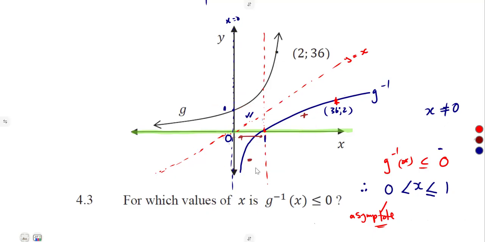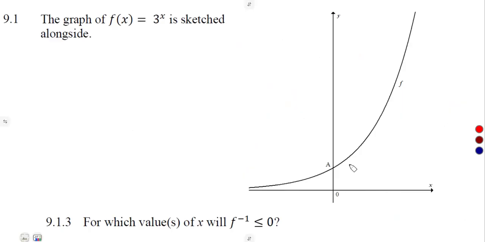If you check this one, it is similar again. For which value or values of x will the inverse of f be less than or equal to 0? This is our f, and that was 3 to the exponent of x. When x is equal to 0 on the y-axis, we're going to have a 1. So y is equal to 1. At a, y is equal to 1.